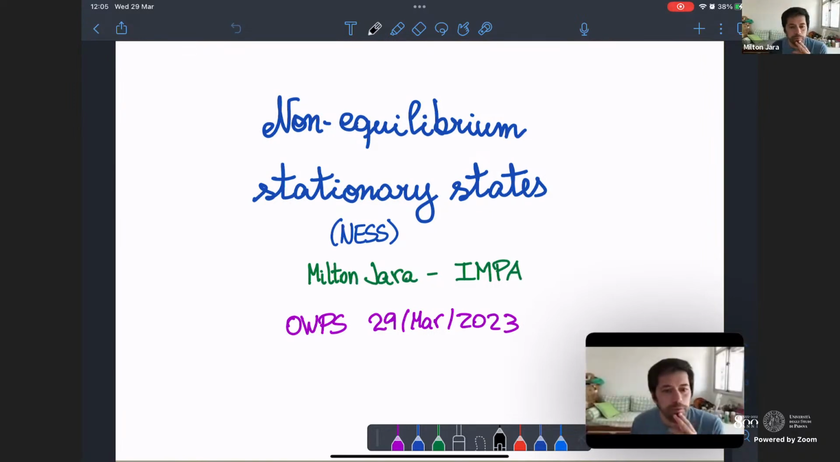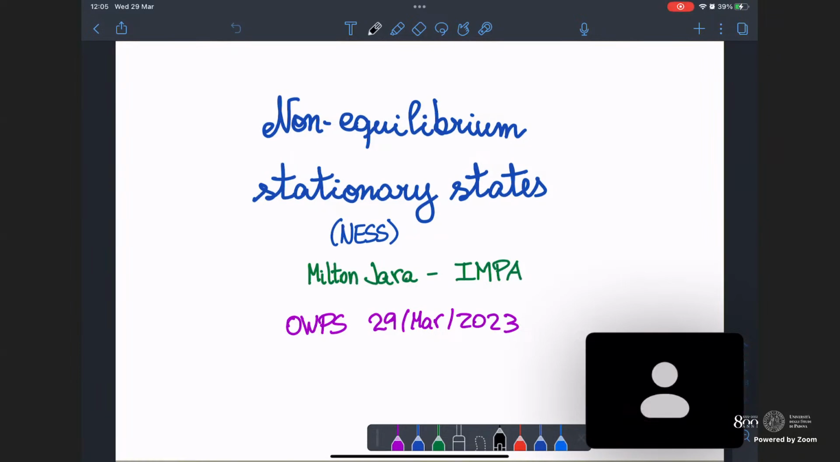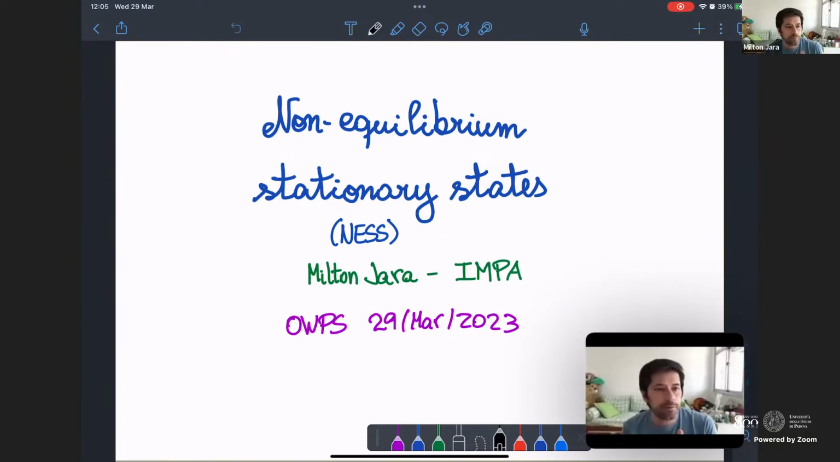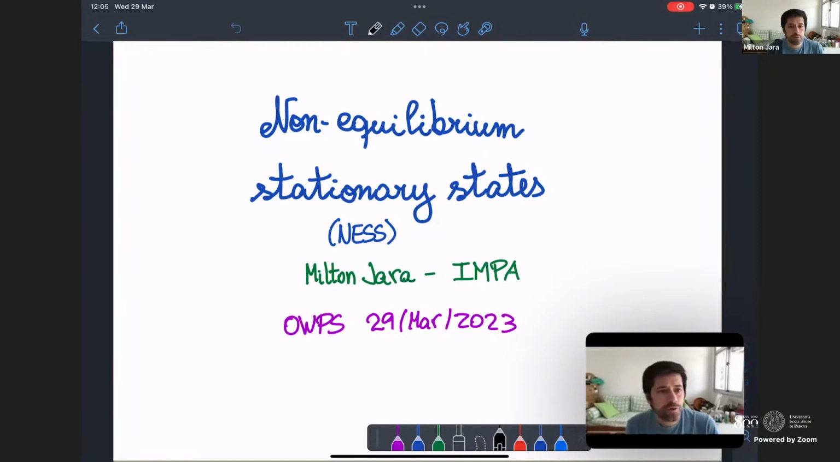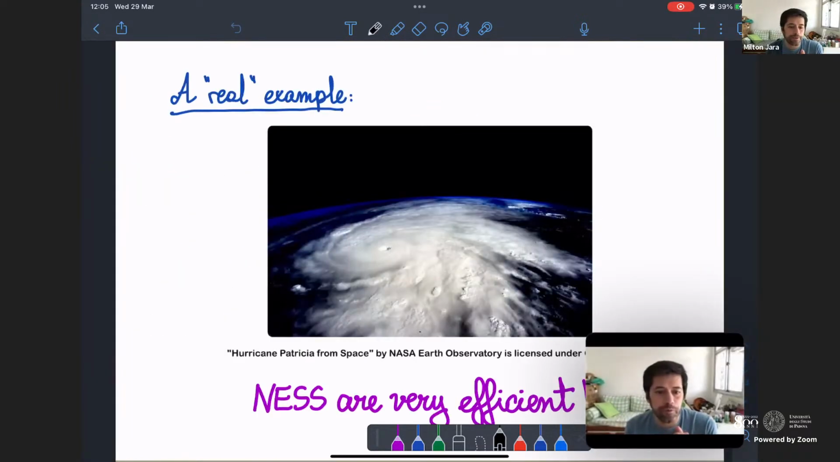My talk is going to be sort of introductory, so it's not going to be very heavy on technicalities. What I want to do is to explain at least what we understand as a non-equilibrium stationary state, why we think it is interesting to study these non-equilibrium stationary states, and what is our proposition, our framework, to work on this problem. Okay, so we start with a little bit of real examples.